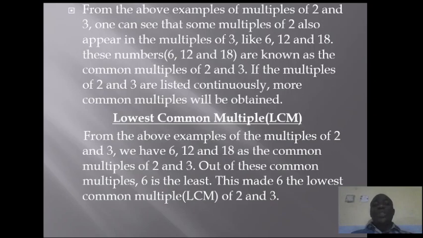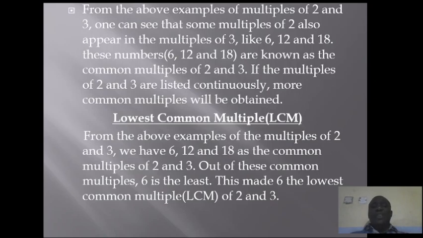Why did we say 6, 12, 18 are the common multiples? Because 6, 12, and 18 appear in the multiples of 2 and also in the multiples of 3. That is why we say 6, 12, 18 are common multiples of 2 and 3. Then the next thing, which is our main subtopic: lowest common multiple.